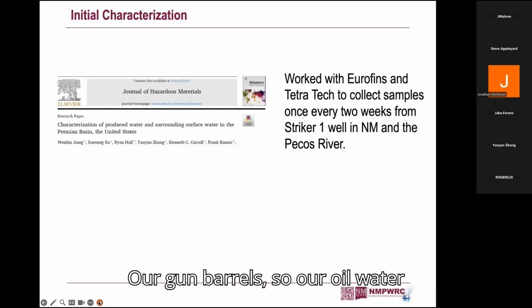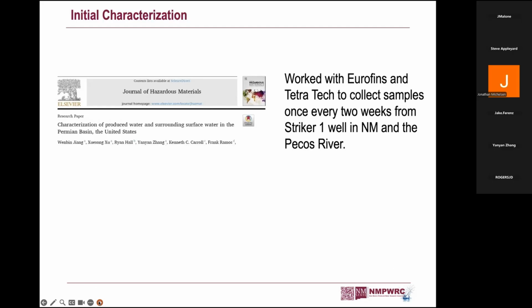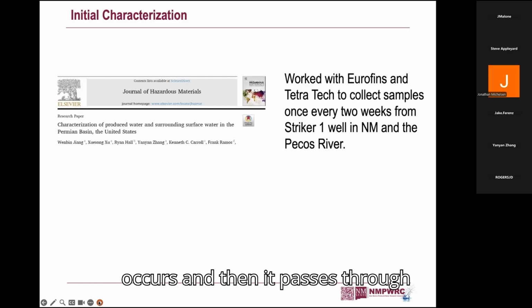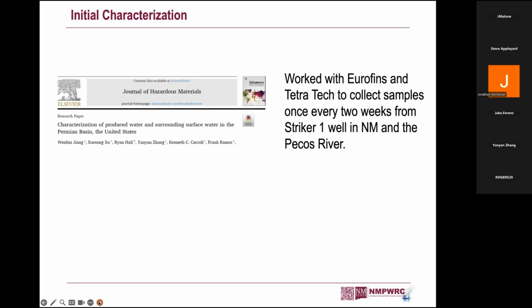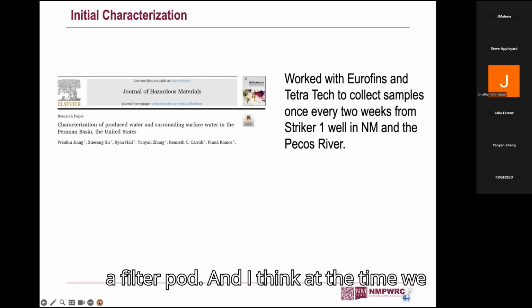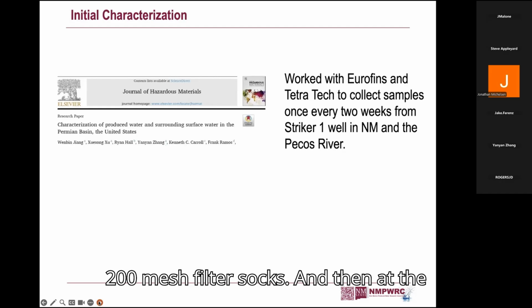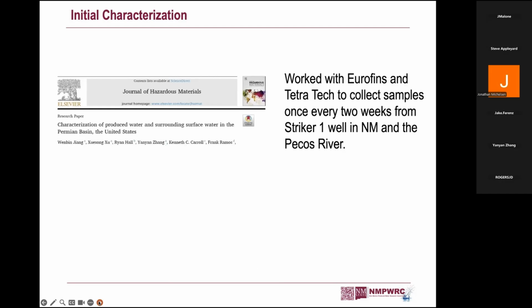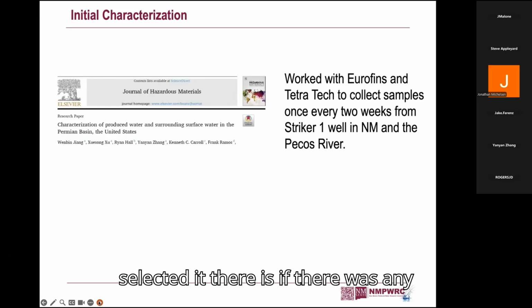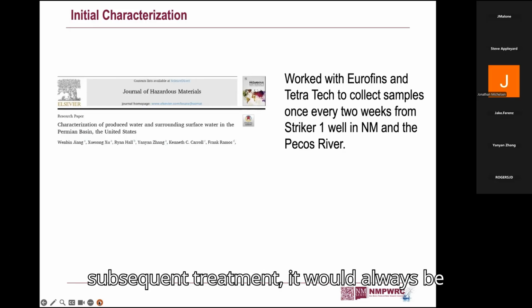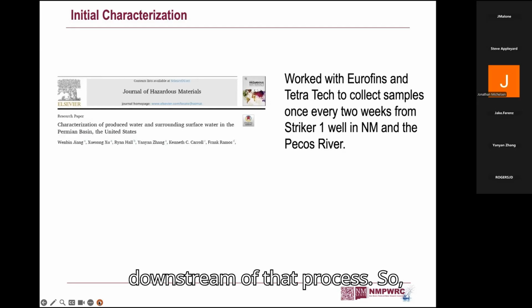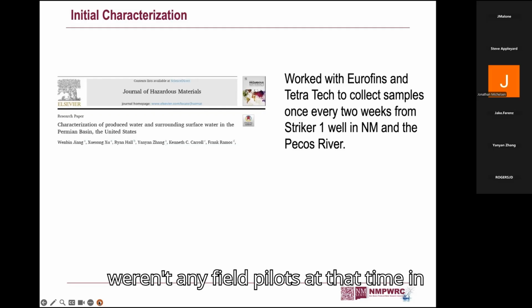Then our gun barrels, so our oil water separation. Then we have some additional water tanks out the back where equalization occurs, and then it passes through a filter pod. I think at the time we were using 200 micron, 200 mesh filter socks. And then at the end, that was the water that we selected to analyze. The reason we selected it there is that if there was any subsequent treatment, it would always be downstream of that process. Keep in mind this was 2020, and there weren't any field pilots at that time in the Permian Basin.